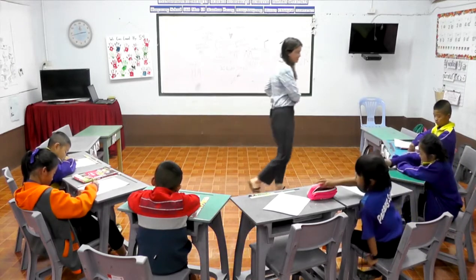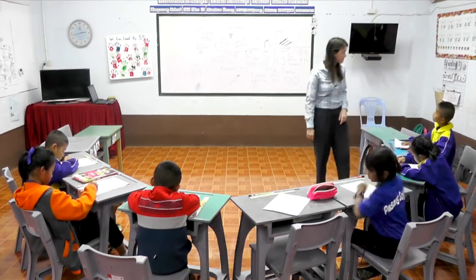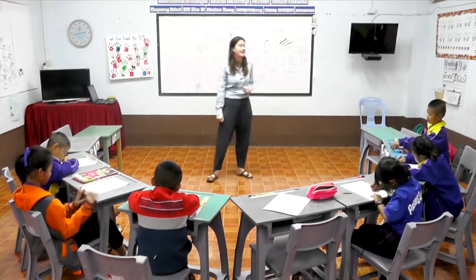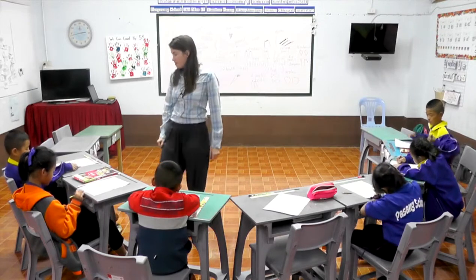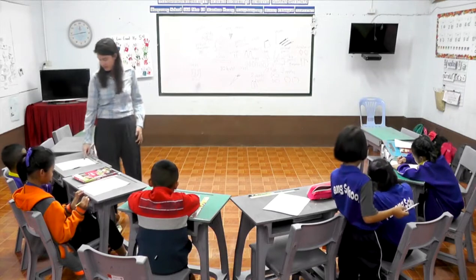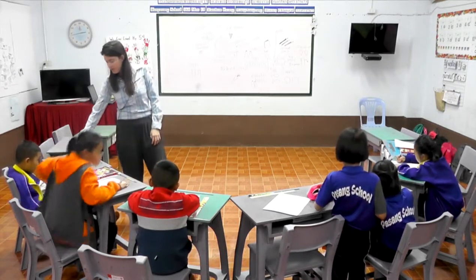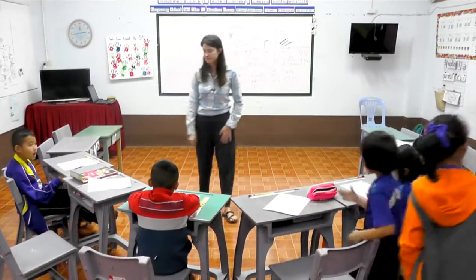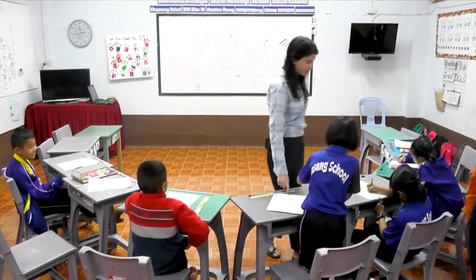Cool. Okay, what can you buy for 20 baht? Pencils. What kind of pencils? Colored pencils. What can you buy for 5 baht? Ice cream. Sounds good. What can you buy for 20 baht? 20 baht milk. How many milks? Two milks. Very cool. What can you buy for 5 baht? Ice cream. Nice.